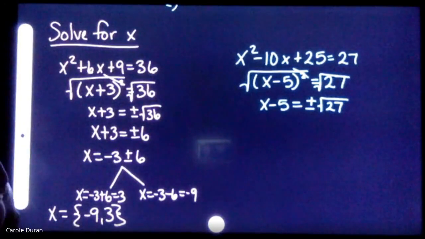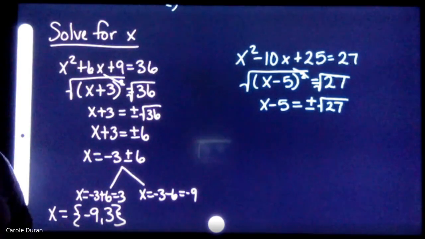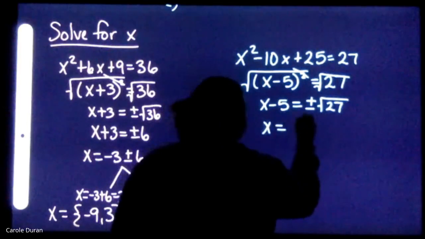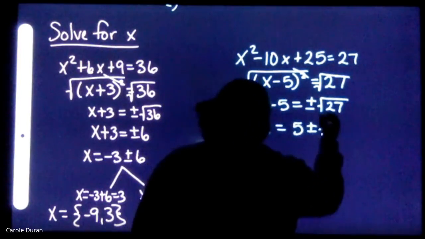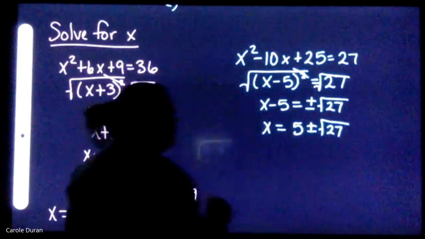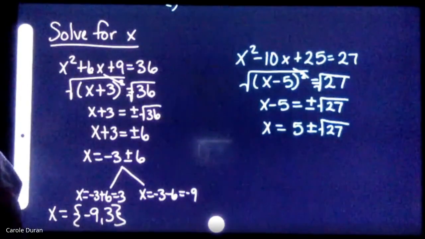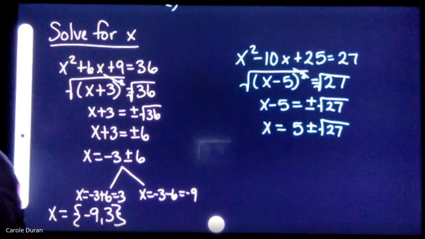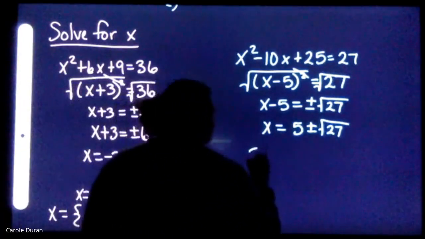I don't know what the square root of 27 is right now because it's not a perfect square, so I'm going to leave it as the square root of 27. And I'm going to go ahead and add the 5 over. And I end up with x equals 5 plus or minus the square root of 27. You can leave it as plus or minus, but it still has to go in your curly brackets because those are our two solutions.